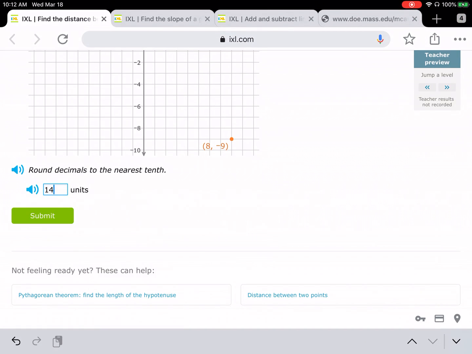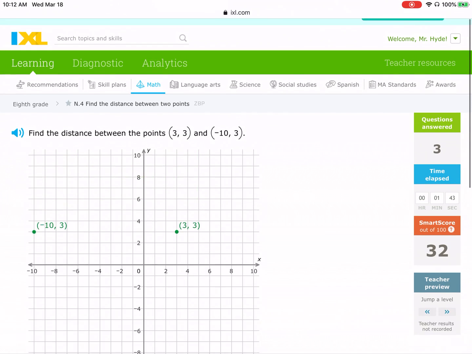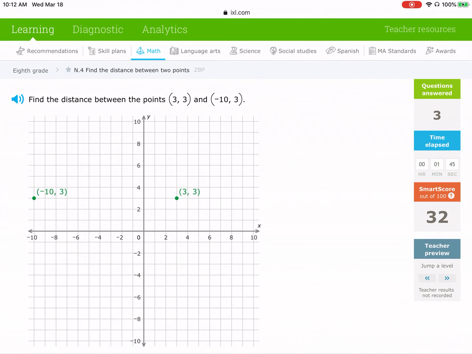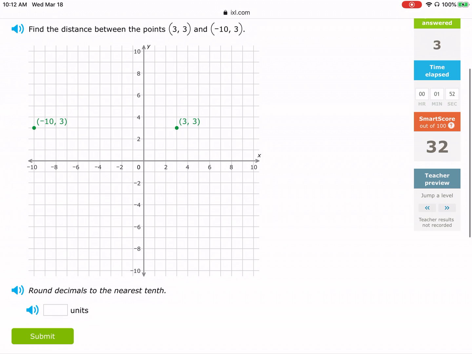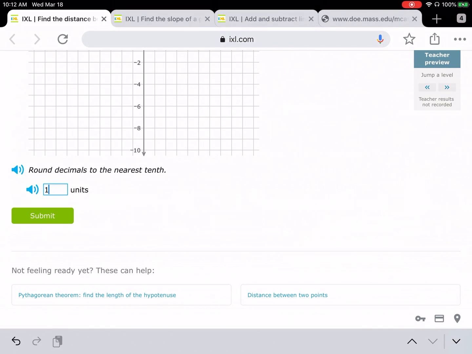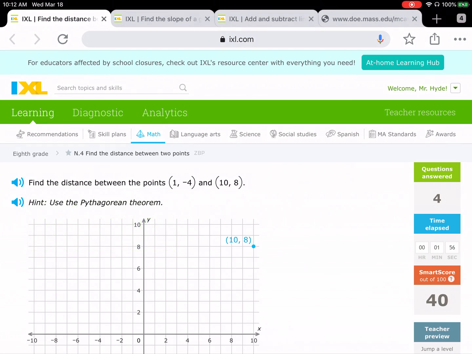All right. And here, if they're horizontal, same idea. How far are those two apart? Again, it's going to be 13. You can look at it, 10, 11, 12, 13. If you count from one point to the other point, they're going to be 13 units apart. And you go, what a waste of time. It's until we get here.